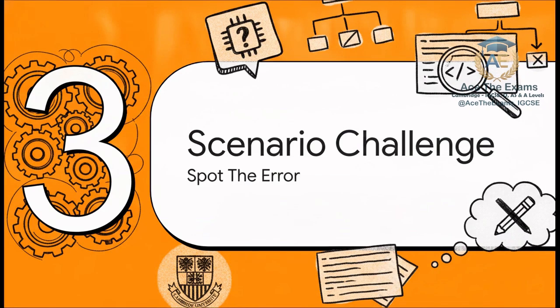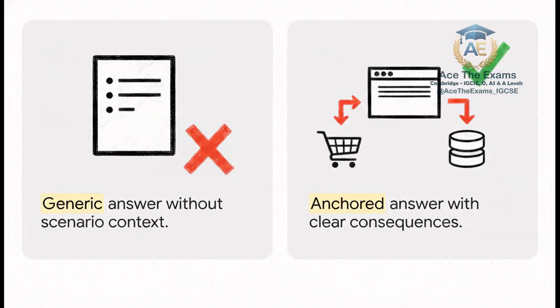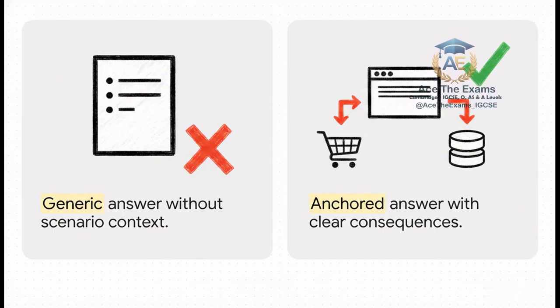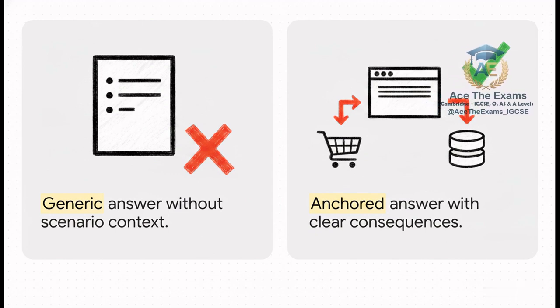Section 3. Applying HTML to scenarios, the Spot the Error Challenge. Let's think about two completely different ways to answer a question. A flawed generic answer is just going to list facts about HTML. It spits out a definition, but literally nothing more. An improved top-band answer, on the other hand, correctly anchors the explanation to the specific details provided in the scenario.